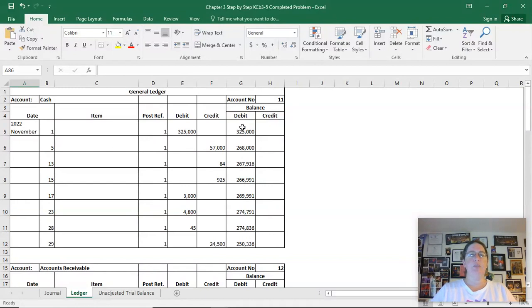So let's talk about this balance column now that you can see it completed. Here we have the 325, and then we had a credit, so we subtracted to get that balance. Another credit subtracted to get this one. Another credit subtracted to get the 266,991. The next one was a debit, so I added these two numbers to get the 269,991. Again, another debit, so those two were added; debit, added; credit, subtracted. Like terms, if it's two debits or two credits, you're going to add them together. If it's a debit and a credit, or a credit and a debit, you're going to subtract them.